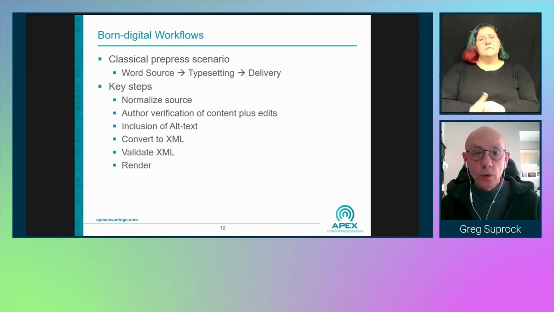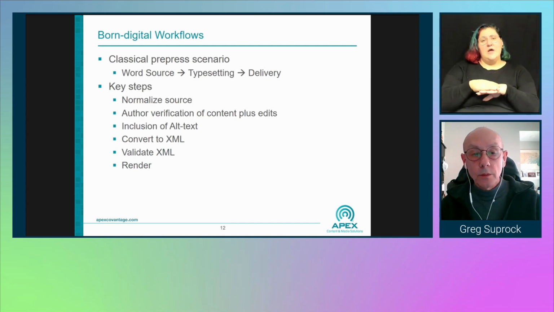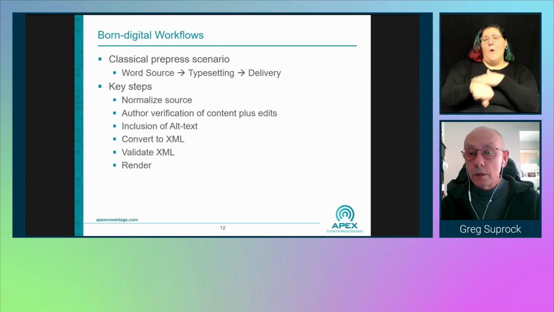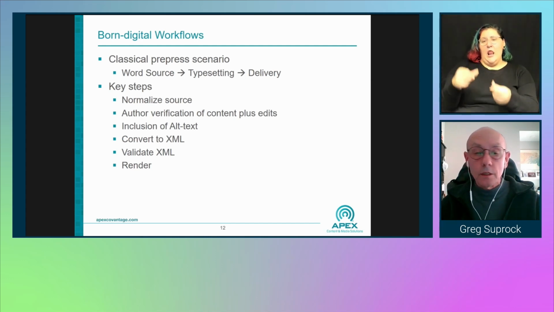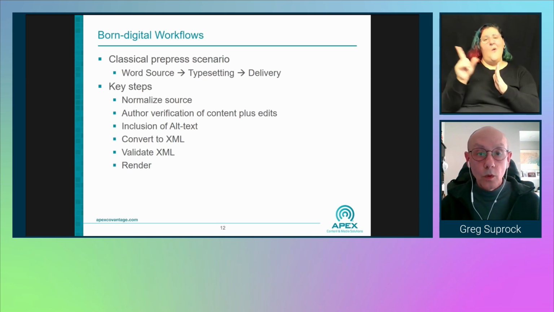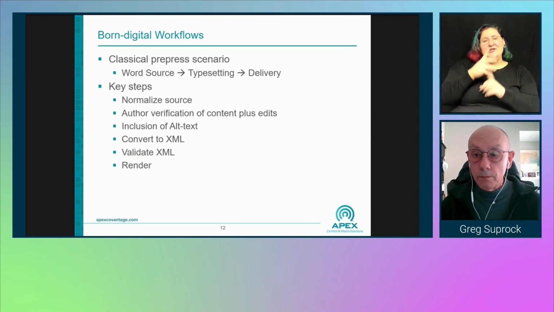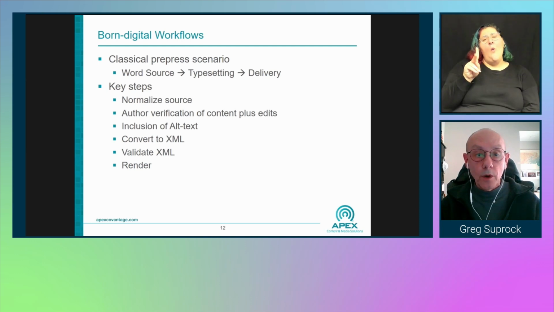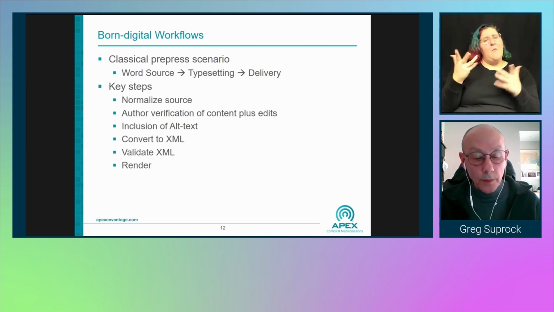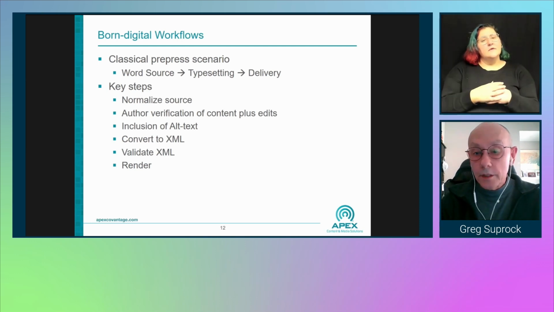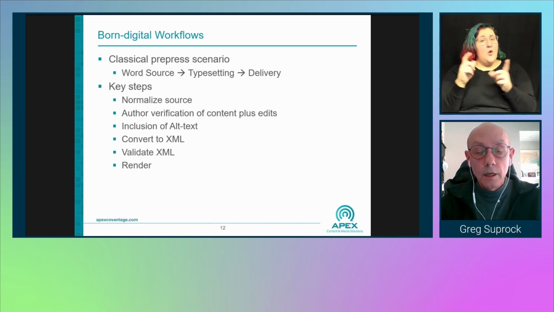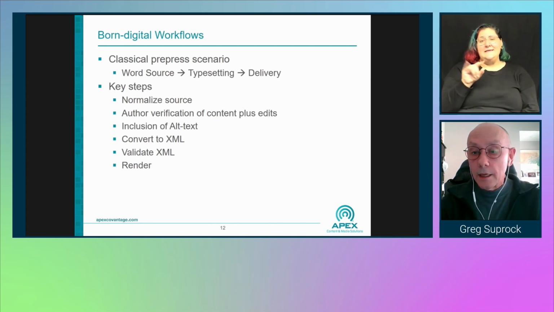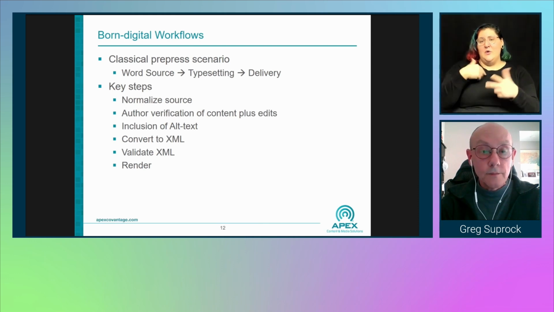So I'm going to focus on born digital workflows to be able to give you some examples and to highlight some points about where automation fits into the process. It's a workflow that many people are familiar with because of the usual publishing process. The classical prepress workflow involves having some word source that comes in, and you have typesetting, and then you have a delivery piece. So there are certain key steps that take place in that process.